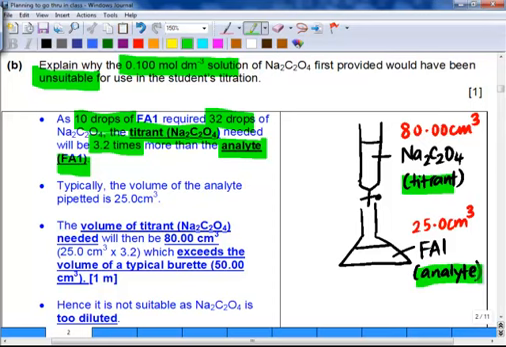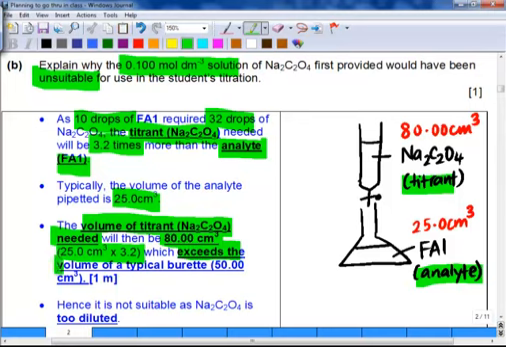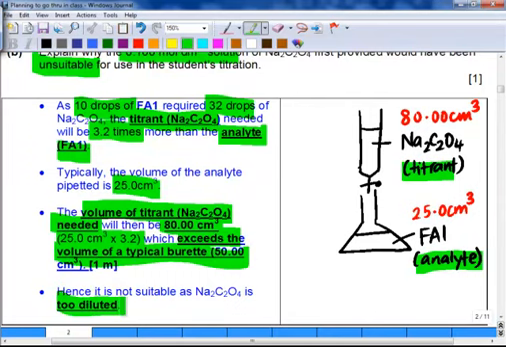Yeah, all 4 points. So typically, we know that the volume is 25, but now the volume of the titrant will be 80, because 25 times 3.2. It will exceed the volume of a typical burette, which is 50. Hence, it is too dilute and hence not suitable.